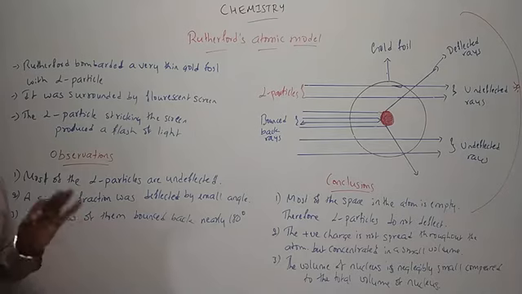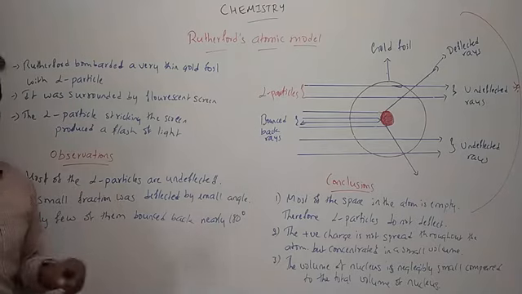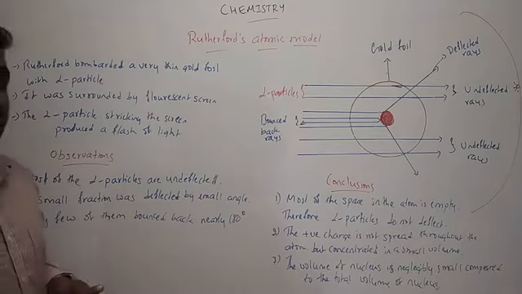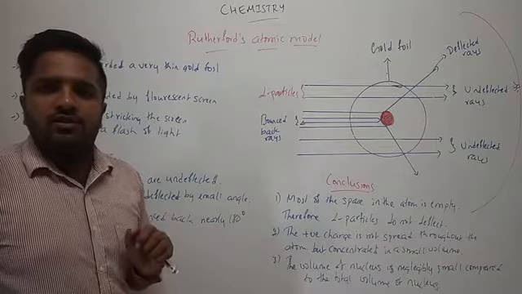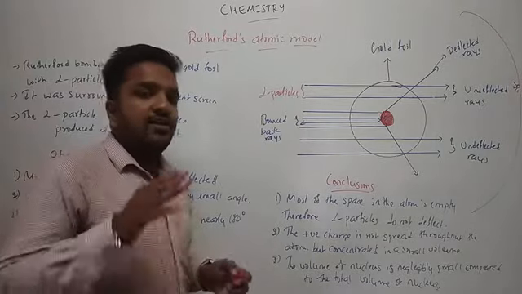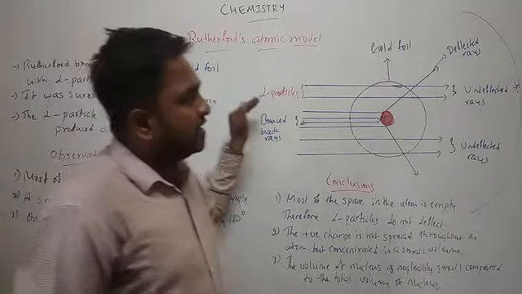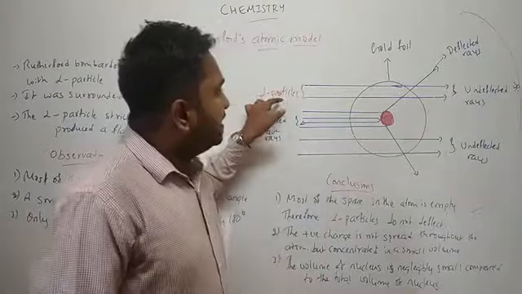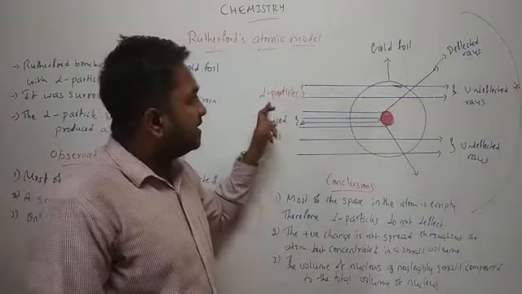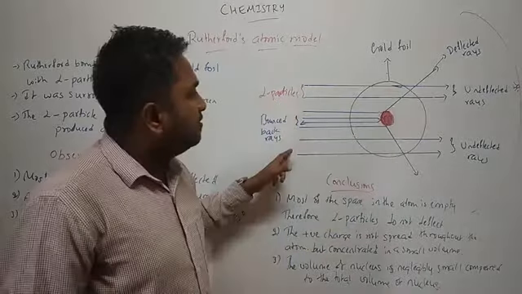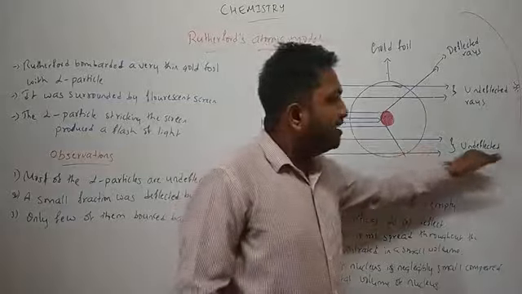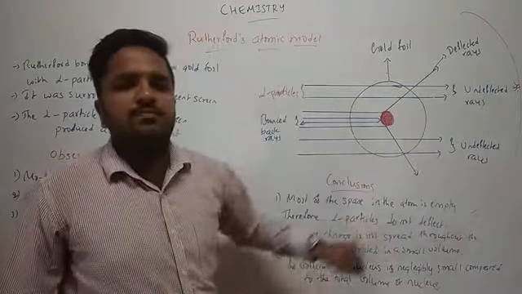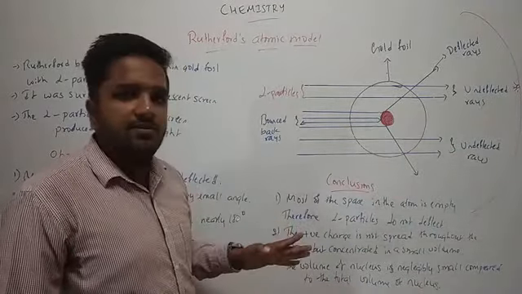Now let us see the observations after this experiment. Most of the alpha particles went undeflected. If he passed 1,000 alpha particles, around 990 alpha particles went undeflected. That means they were not deflected, they traveled in a straight line. We have this many alpha particles, so all of these above and below are going undeflected. That was a very unexpected, very rare observation.